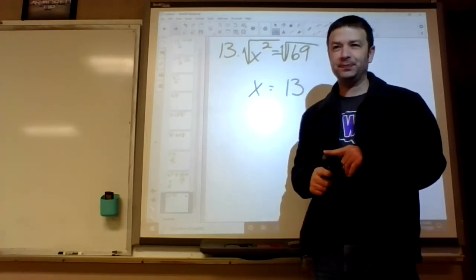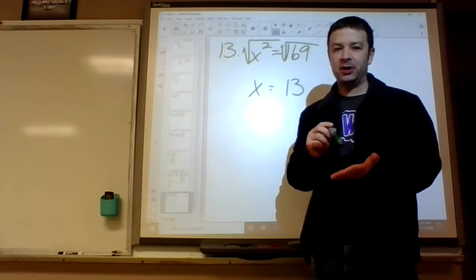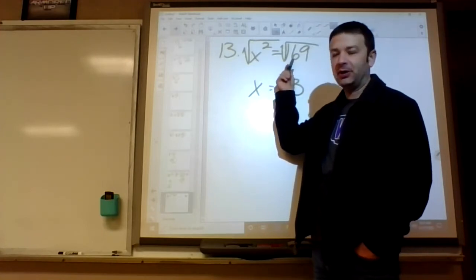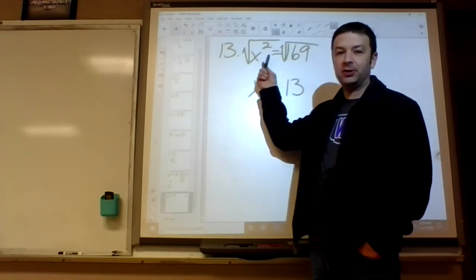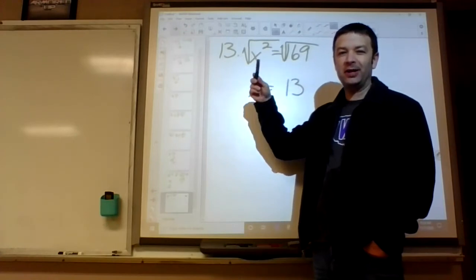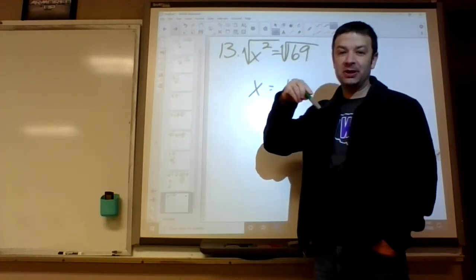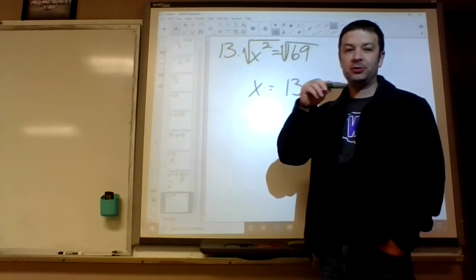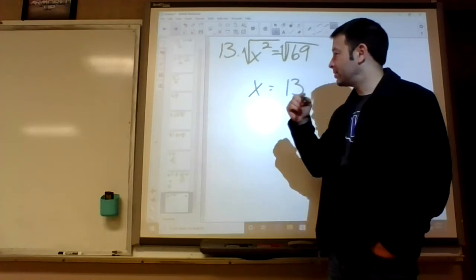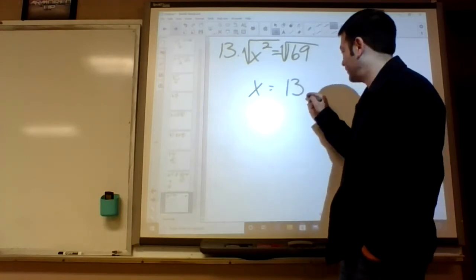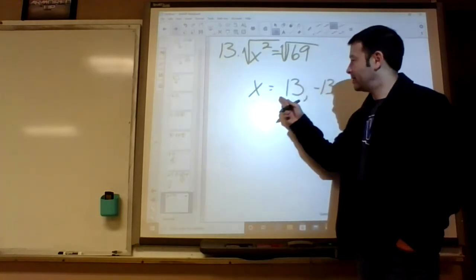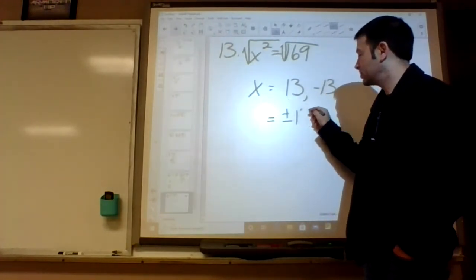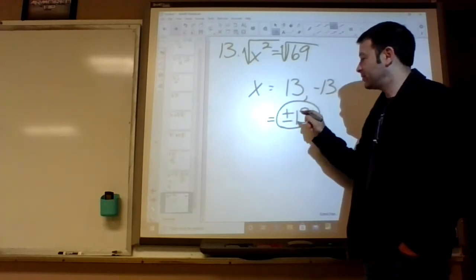Here's the deal, though. Your calculator won't tell you this, but whenever you have something squared equals something else, 13 would not be the only thing that would actually work up here. If you think about it, 13 times 13 is 169, but what about negative 13 times negative 13? That would also be positive 169. So really we've got two answers, 13 and negative 13. Instead of writing it like this, which is okay, I'm going to write it like this. Positive or negative 13.